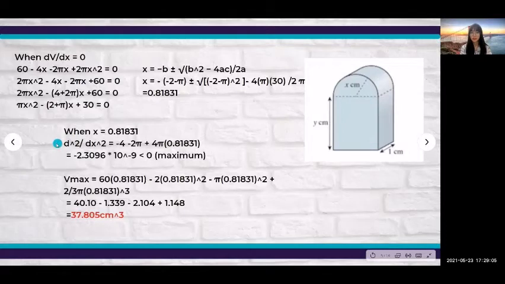So we can substitute the x value into the second derivative. Then we will get a negative value, minus 2.3096 times 10 to the power of negative 9, which means it is less than 0. So we can find the maximum value. For the final answer, we can get the maximum volume. We apply the x value we got just now, substitute it into the formula of the volume, and the final answer we get is 37.805 cm cubed, the maximum volume.